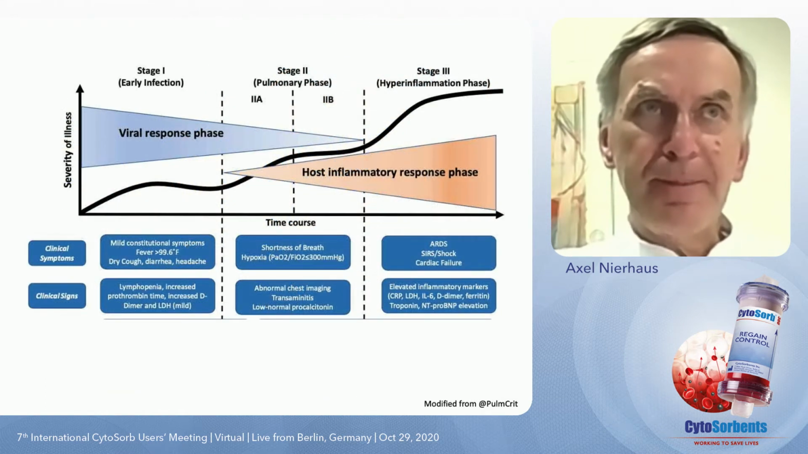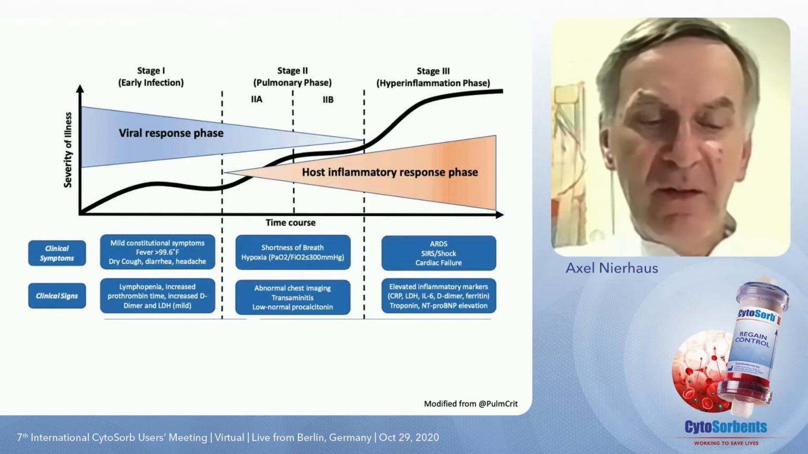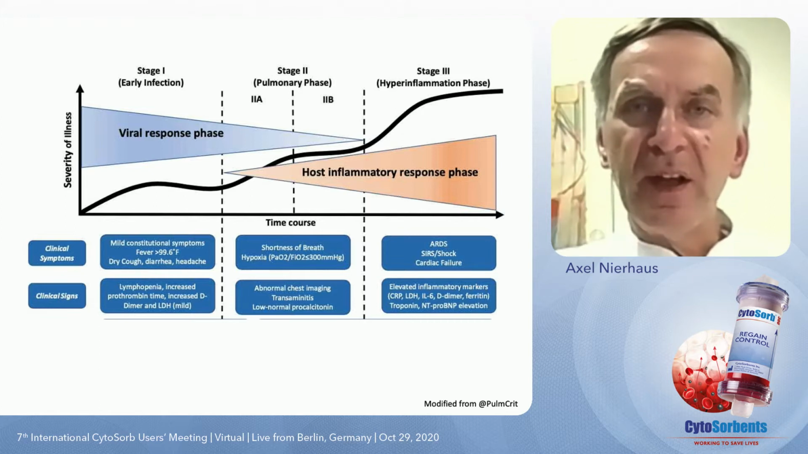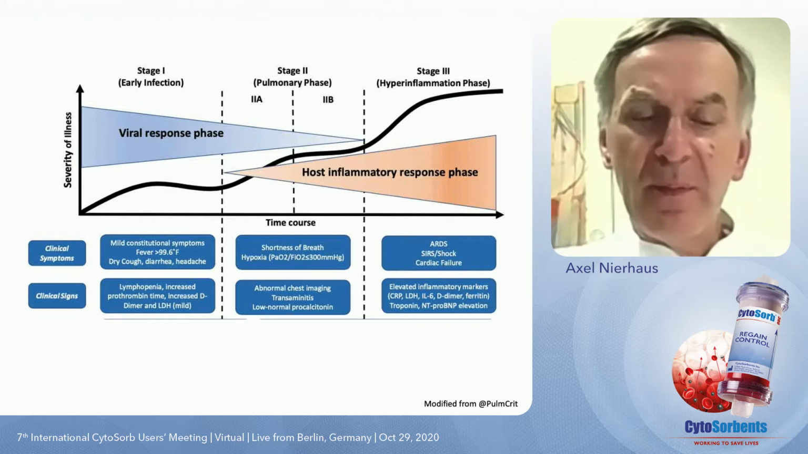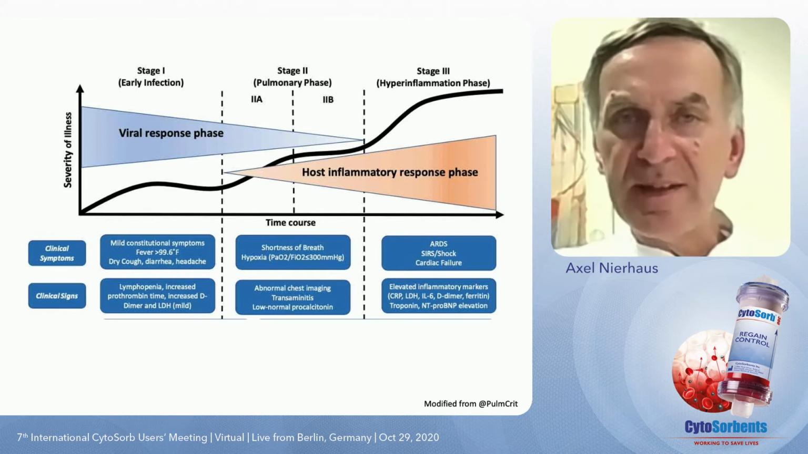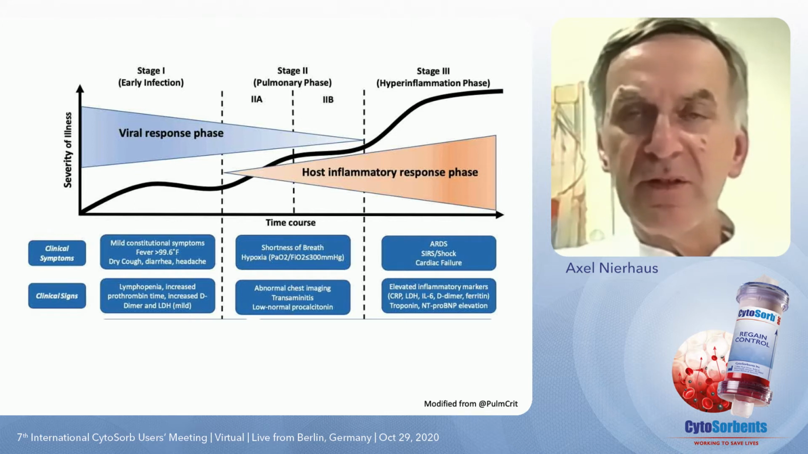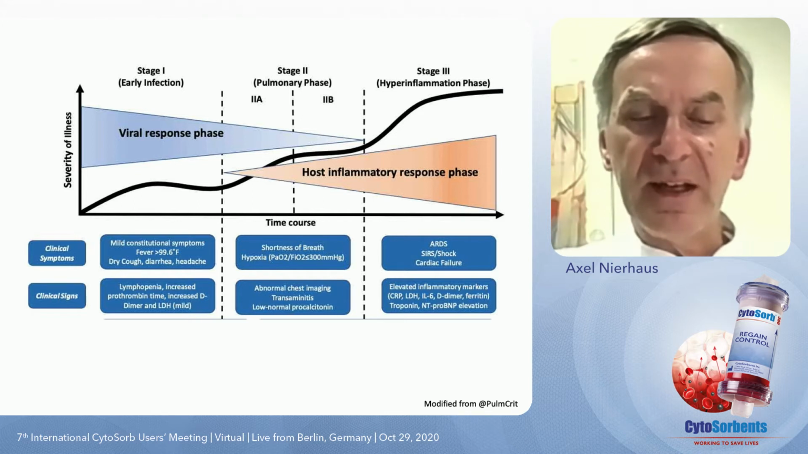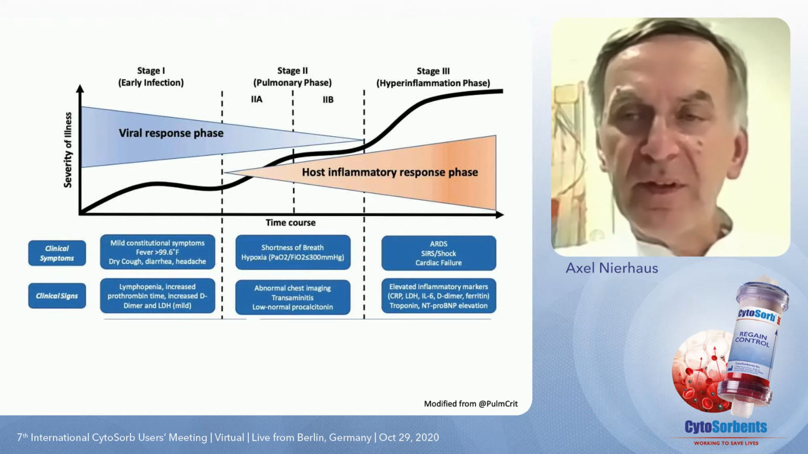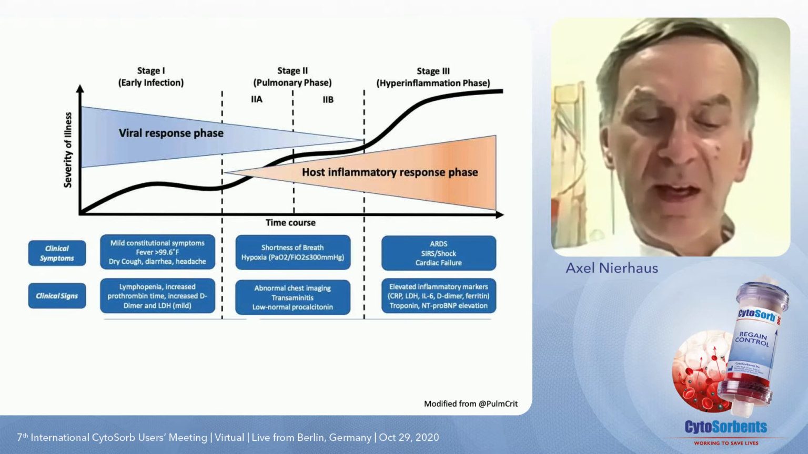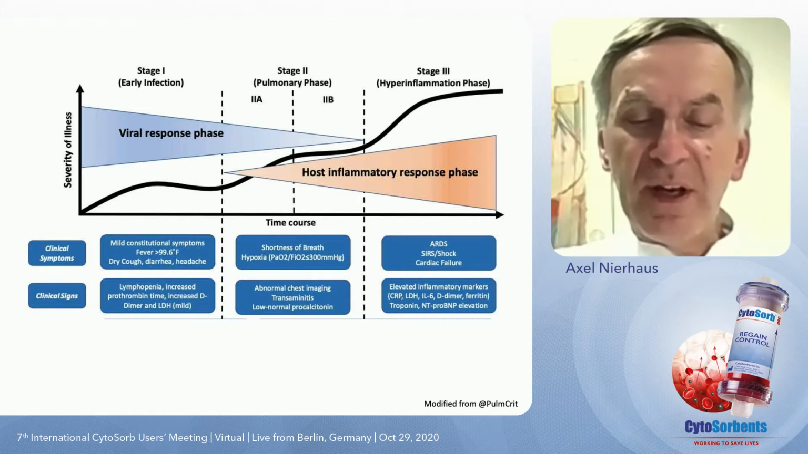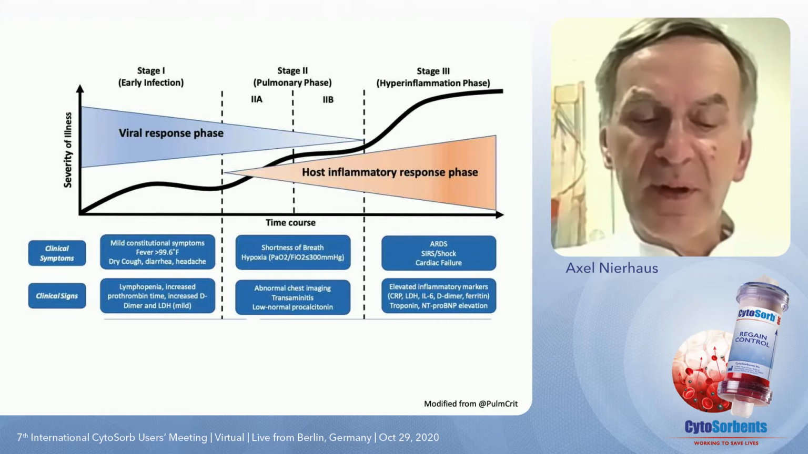I think the viral response phase we see in the early phase of the disease is clinically accompanied by the classical clinical syndromes like fever, dry cough, diarrhea, headache, as a preliminary systemic reaction to the viremia or viral disease. And in the lab, we see lymphopenia, derangement already of some coagulatory parameters.